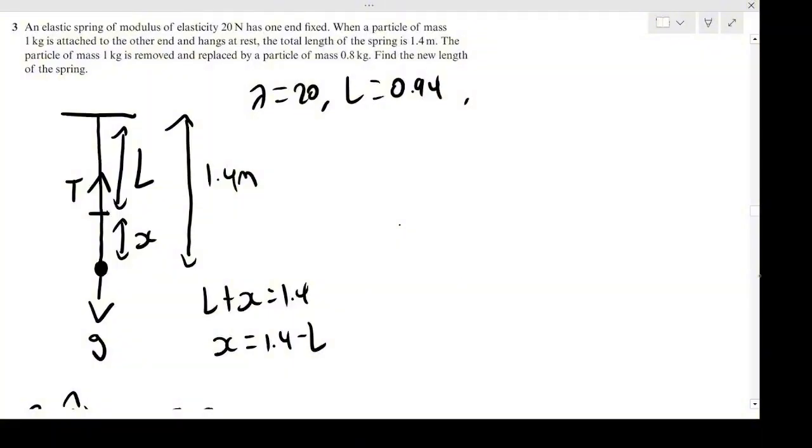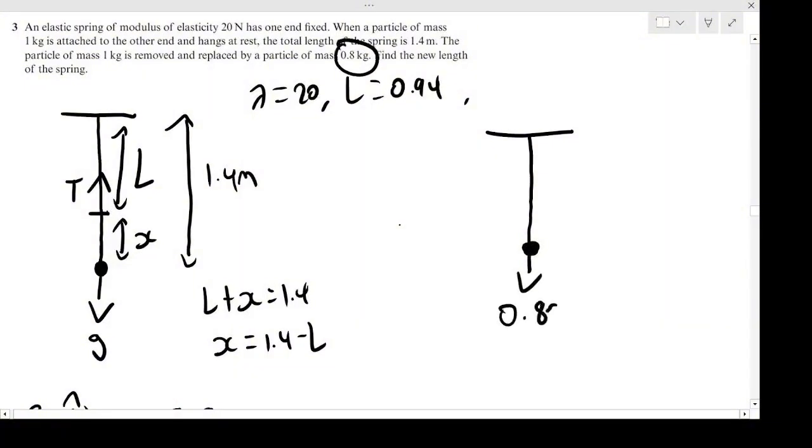Okay, right, so hopefully happy with that. So that's when a particle of 1 kilogram is at the end. Now, what's happening now is that particle is removed and replaced by another particle of 0.8 kilograms. So now we've got this situation here, where again the string is going to hang down. Again, it's going to be a new particle. The mass is 0.8, so the weight of it down is 0.8 g. Again, then the tension in the spring is going to act upwards to oppose the downwards stretch, the downwards force.